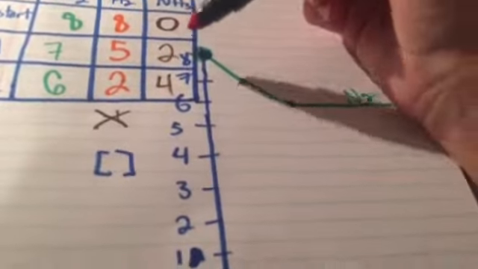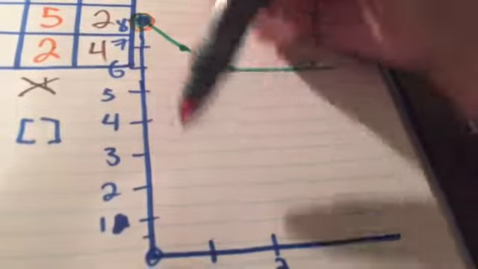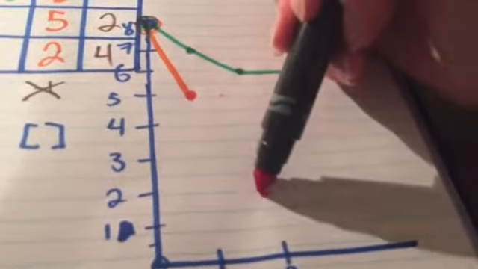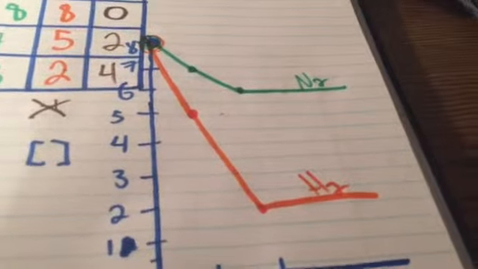For hydrogen, we also started at 8. But then at the first reaction, we went down to 5. And at the second reaction, we went down to 2. You can draw your line and show your hydrogen.